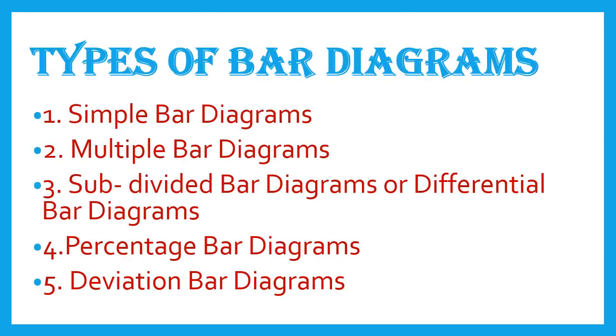Now, there are 5 types of bar diagrams. First one is simple bar diagrams, second is multiple bar diagrams, third is subdivided bar diagrams or differential bar diagrams. Fourth one is percentage bar diagrams, and fifth one is deviation bar diagrams.